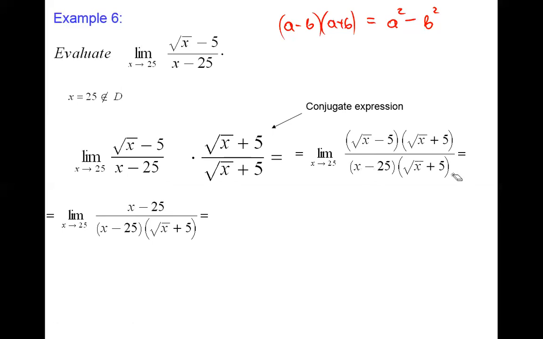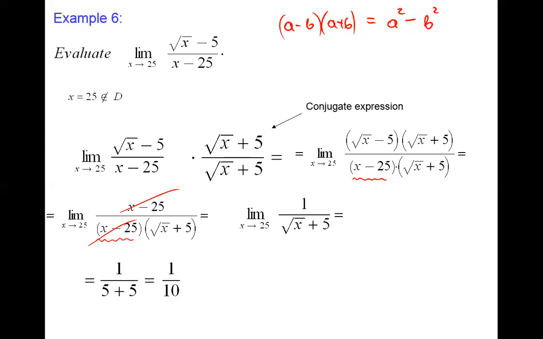And in the denominator, I will not distribute, because I know that x - 25 is my 0. If I distribute, I will lose that 0. I have to keep it together. Okay, and now I see the 0 is gone, (x - 25)/(x - 25). And now I can substitute 25. 5 + 5, then 1 over 10. Please make sure that you use the conjugate expression for simplifying root expressions.